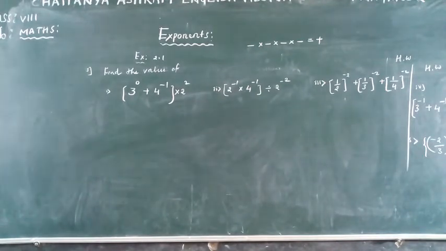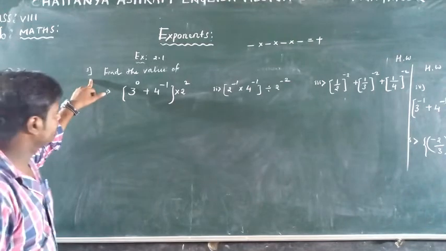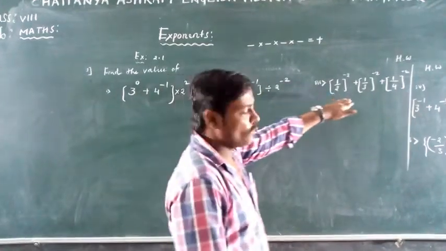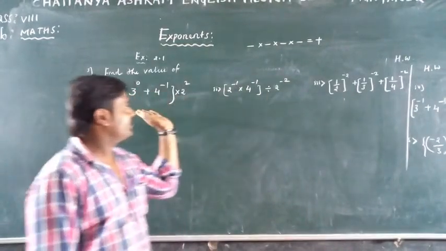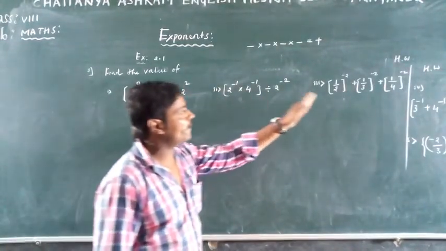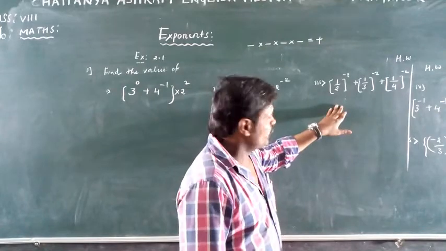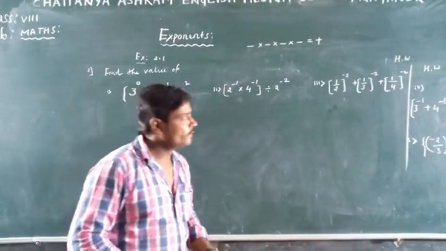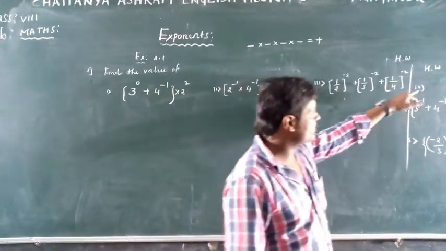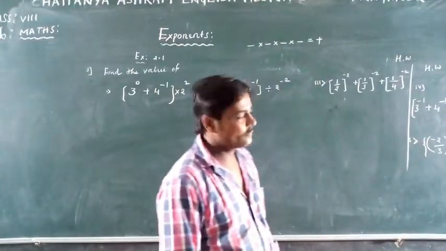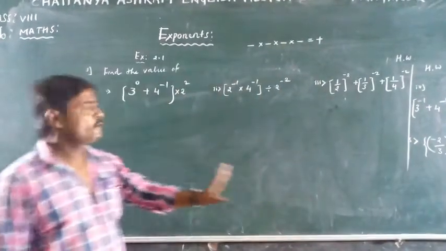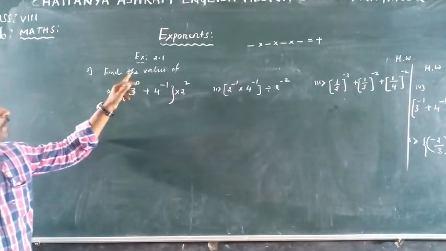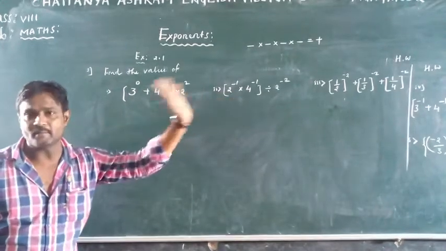Okay, dear children, see the third one. Find the value of these. Now we'll discuss the first one, second one, and third one. So refer to these solutions, how I am going to solve. Then do these two sums as homework, the fourth one and fifth one. Okay, see. So we have to find the value of each of these sums.